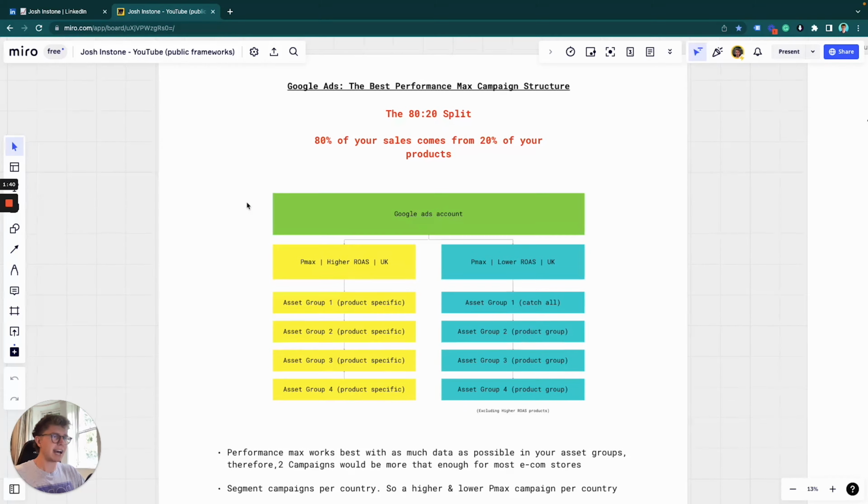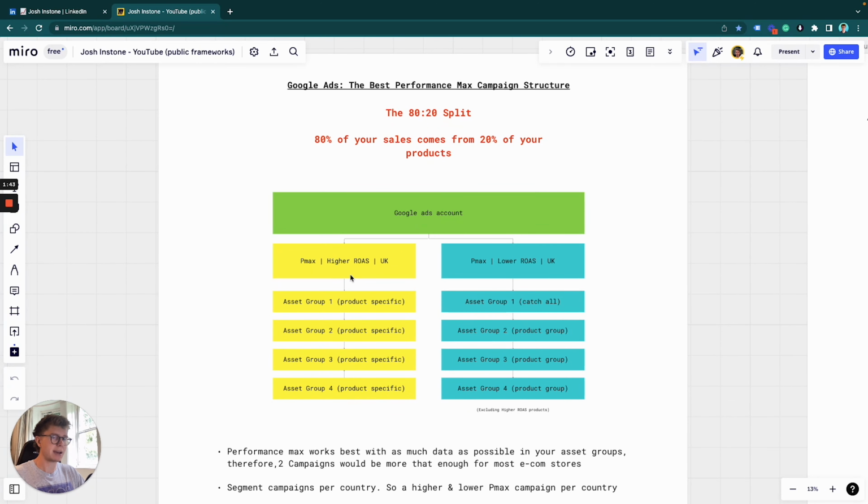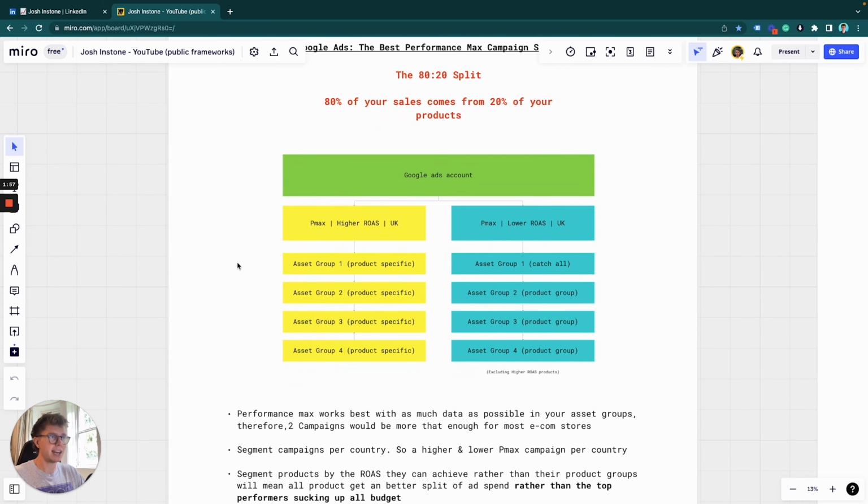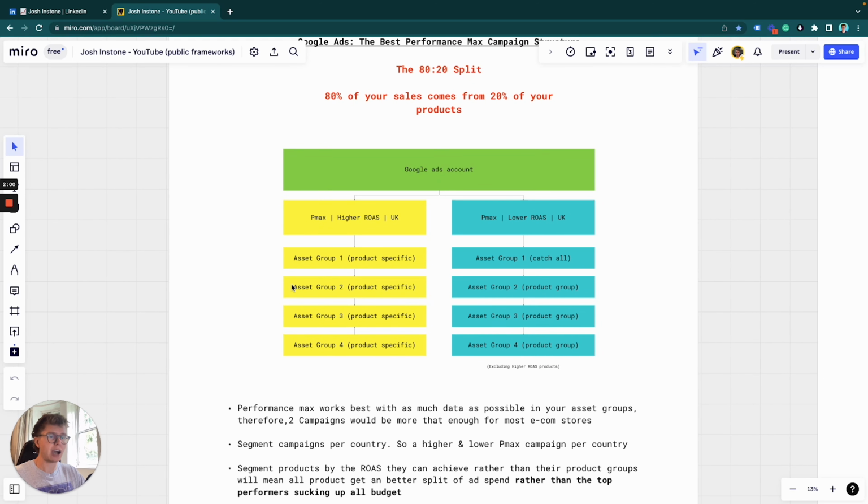We split it out per 2 campaign types. We have a higher ROAS campaign and we have a lower ROAS campaign. The 20% of products are in our higher ROAS campaign, and because we have fewer products in it, we segment it out into product-specific asset groups. Because we have fewer products to list, we can be more specific with our asset groups, and therefore with the images and ad copy used. I am very much one for being as specific as possible and using message match as much as possible to increase the quality of our Google Ads campaigns. So this is campaign number 1.